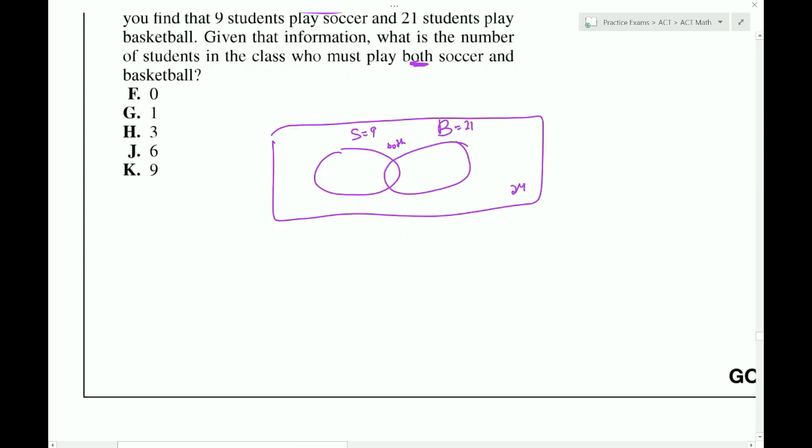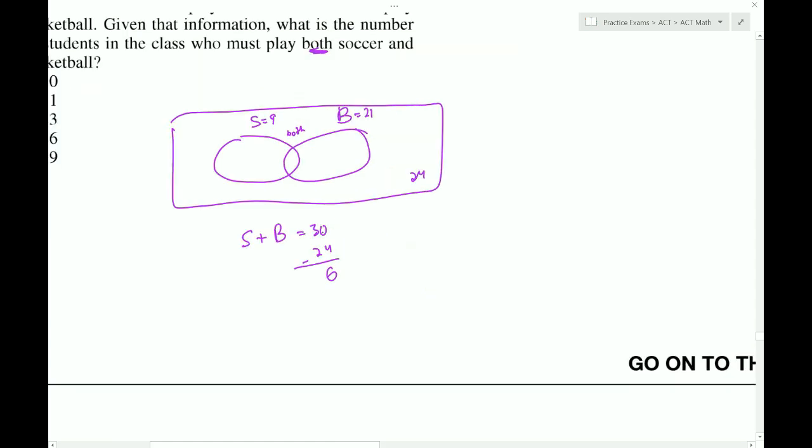So we're looking for both, and the class has 24 students total. Alright, so the idea is that when we add S and B, of course we are going to get 30. But our total is only 24, so if we subtract these, we end up with 6, and that's how many has to go in the middle. Okay, so it's a simple algorithm. You just take this soccer plus basketball, that would be 30, and then subtract, the total is 24, you get 6. Now let's look at why that works.